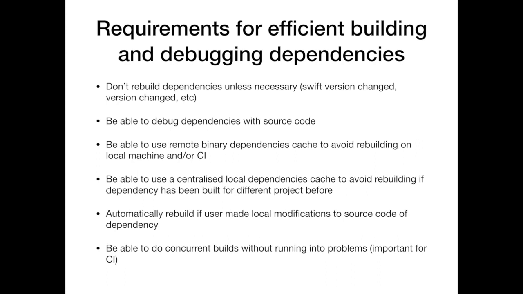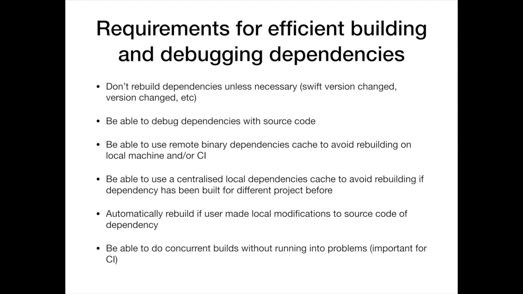Second of all, working with binary dependencies is fine, but you still want to be able to debug into the source code. It's very easy that way to find bugs, maybe in dependencies or what happens exactly. Having a black box is very hard sometimes. Then you should be able to use remote binary dependencies to avoid rebuilding on a local machine and/or your continuous integration servers.